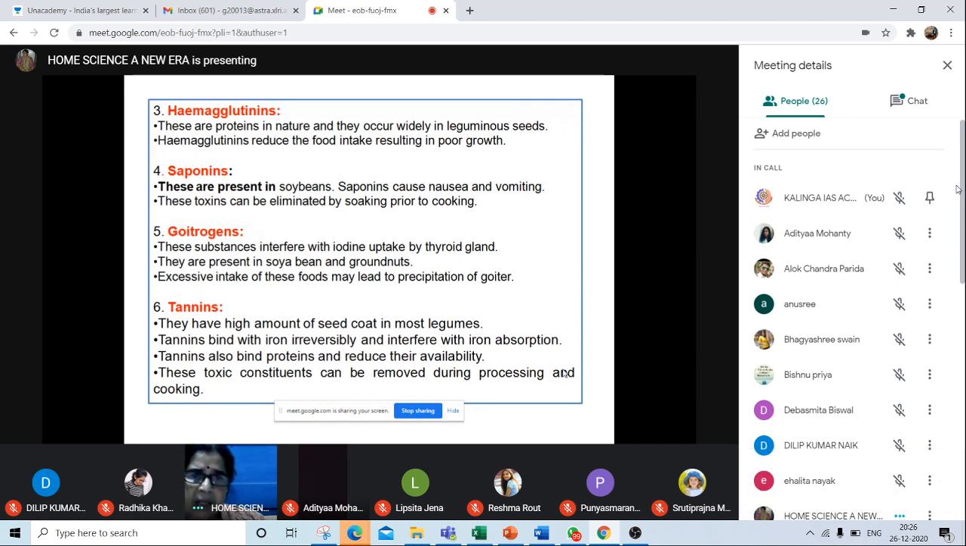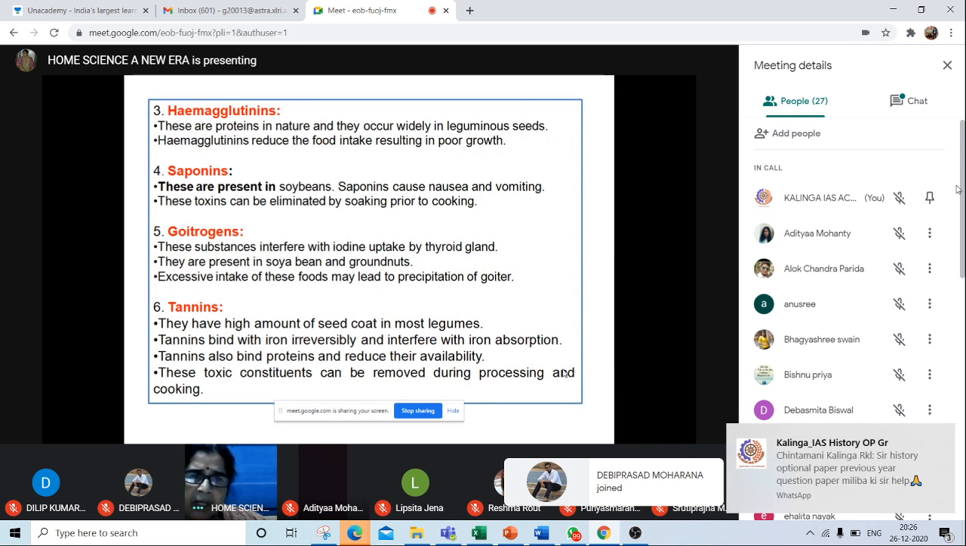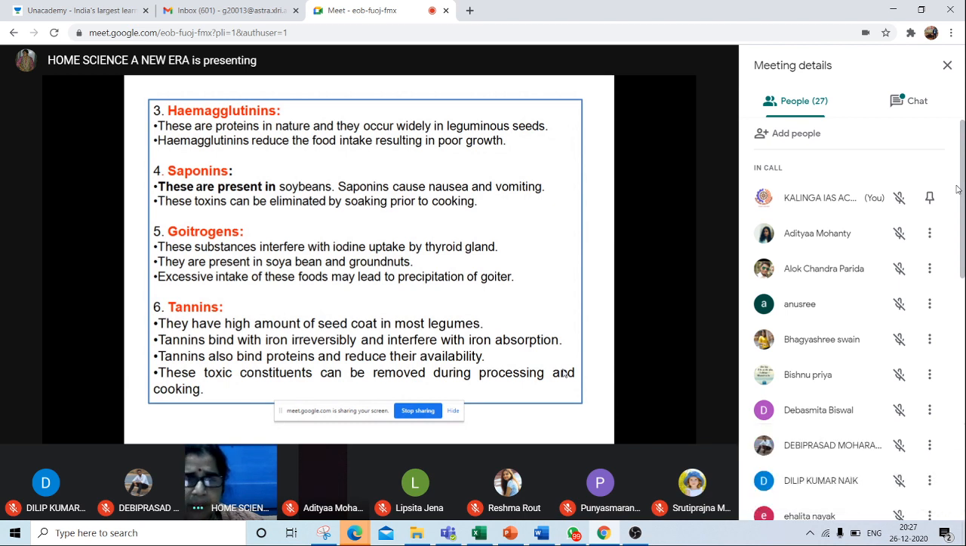Then goitrogens. These substances interfere with the iodine uptake by the thyroid gland. They are present in the soybean and groundnuts. Excessive intake of these foods may lead to precipitation of the goiter. Then tannins. They are present in a high amount in the seed coat of most legumes. Tannin binds with iron irreversibly and interferes with iron absorption. Tannin also binds protein and reduces its bioavailability. This toxic constituent can be removed during processing and also cooking.